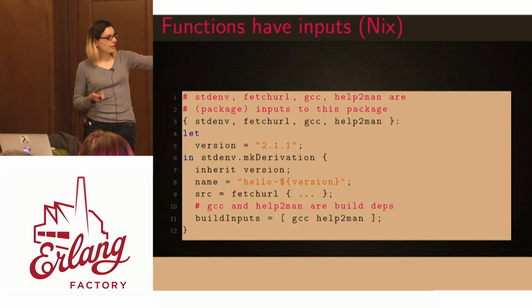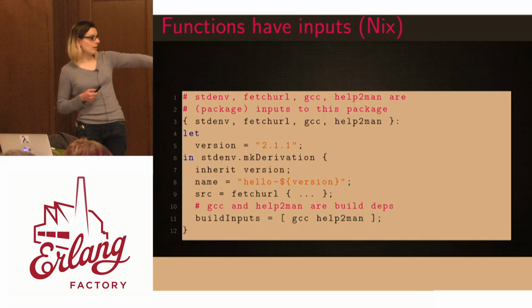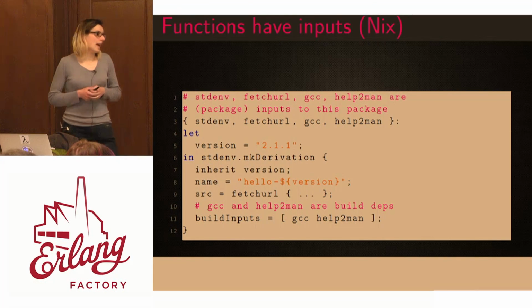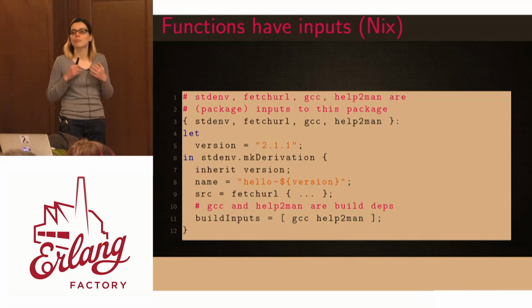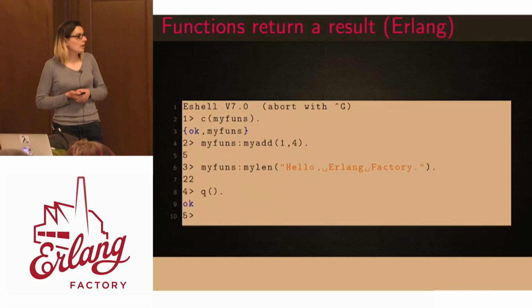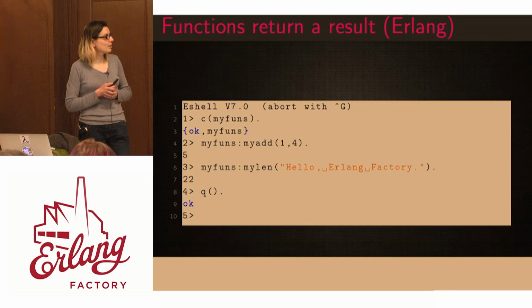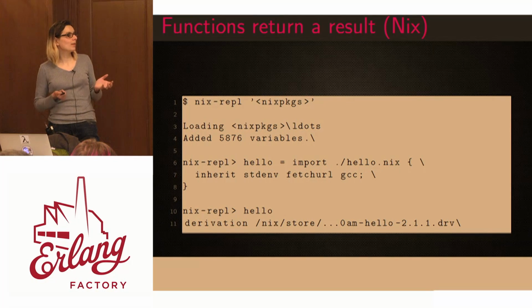And we've also defined build inputs. So at the bottom, on line 11, if you can see that, it's the second to last line. And those are what is actually needed during the build process, right? So, of course, if we send in the inputs to these functions in Erlang, we get back results. And the same thing with Nix.